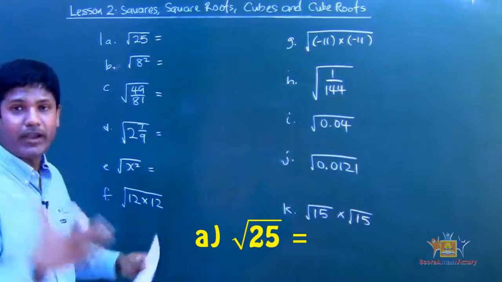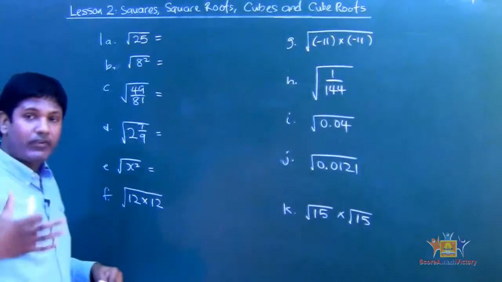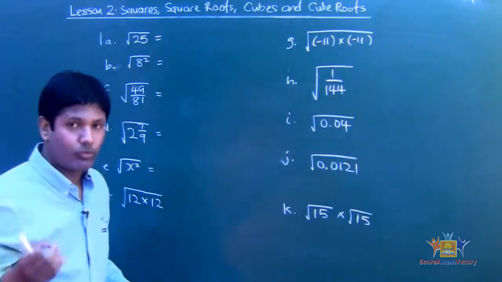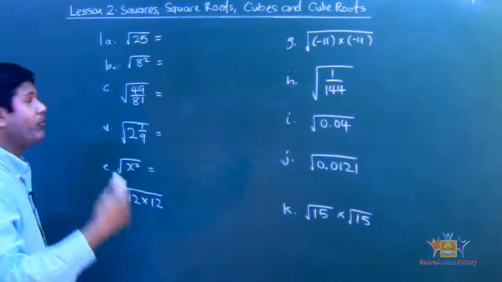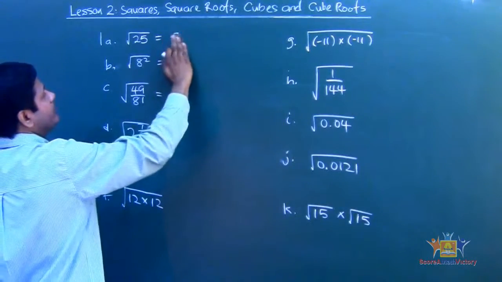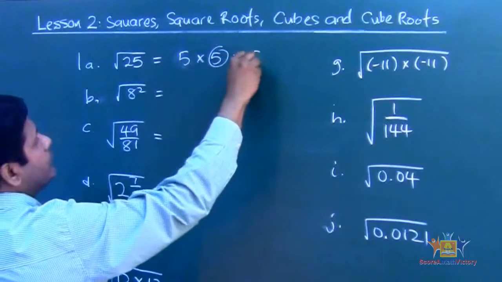We're finding the square root of 25. 25 is a perfect square. So we can find the square root of 25, which will mean what? 5 times 5, and we only need one out of that. So 5 times 5, we only need one out of that, which is 5.